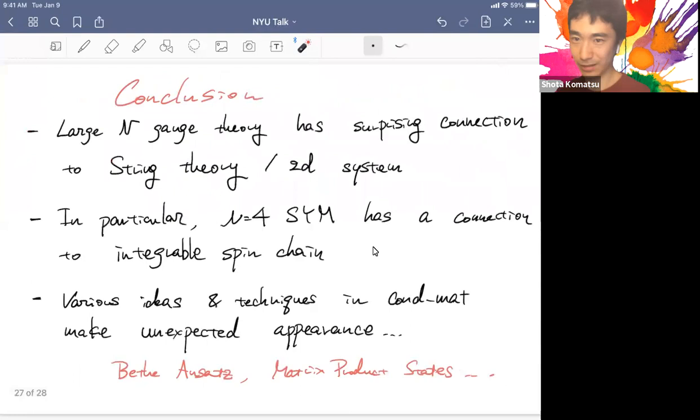I was a bit fast probably, but let me just come to the conclusion. The conclusion is that large N gauge theory has a surprising connection to string theory and to spin chain systems. In particular, N=4 super Yang-Mills theory has a remarkable connection to integrable spin chains. And various ideas and techniques from the condensed matter literature make unexpected appearances, for example, the Bethe ansatz and matrix product states.